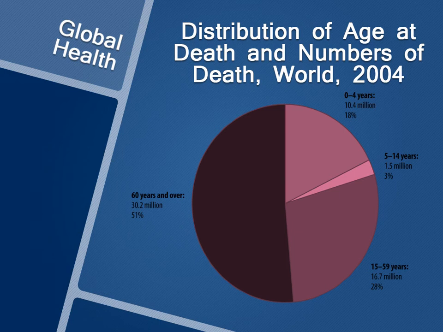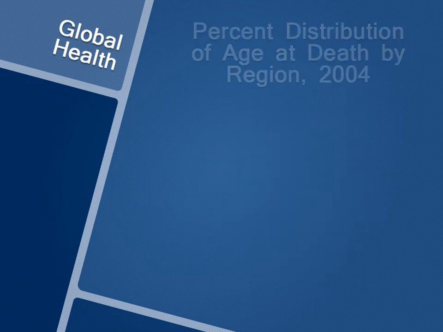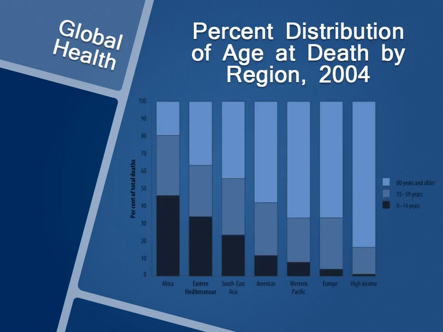Although over half of those who died were over 60 years old, it is critical to note that 28% were between the ages of 15 to 59 years of age. This graph also looks at the distribution of death by age, and it compares it by region. The graph indicates that nearly 45% of the deaths in Africa occurred in children 14 years and younger. This is in comparison to higher income areas where the same age group, 0 to 14 years, make up only 1 or 2% of the deaths for that year.